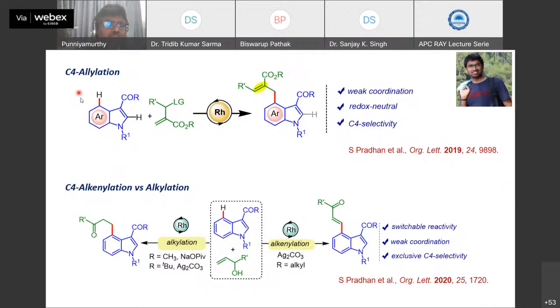So let me show you some of our results on C4 functionalization. Here you have this N-alkyl indole, with the C4 position, and at the C3 position we have the carbonyl group. Once we have this, you can react it with this Morita-Baylis-Hillman adduct using a rhodium catalyst, and you can introduce the C4 allylation here. Nicely you can make it, and you don't need any oxidant. The advantage is you can easily remove this group. Selectively, you can do the C4 allylation.